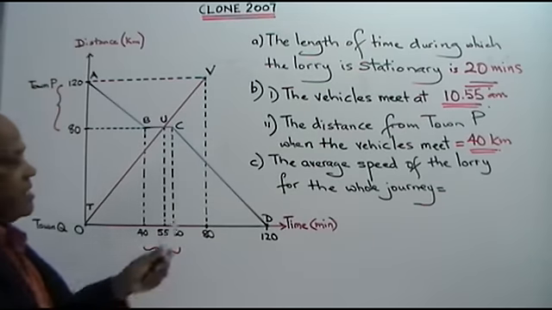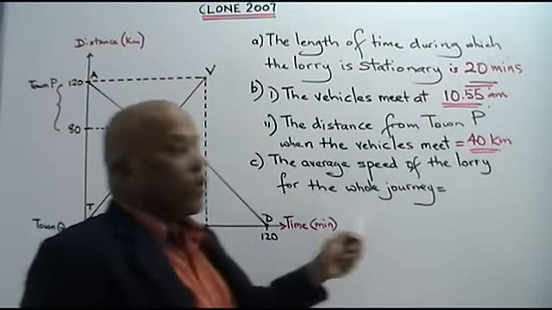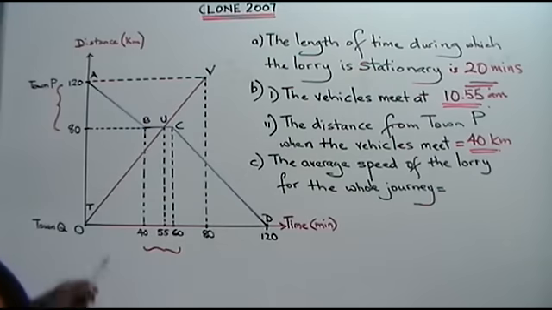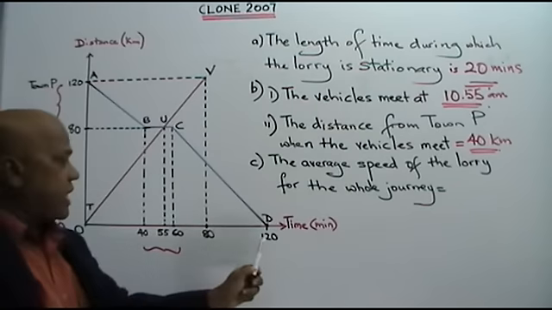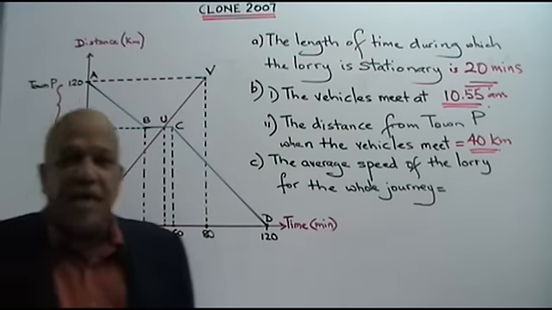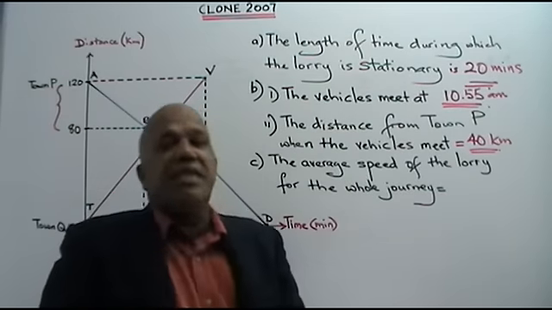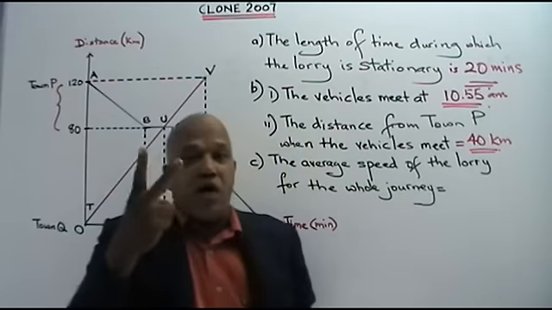Okay. Part C. The average speed of the lorry for the whole journey. Now the lorry begins the journey from town P and reaches town Q after 120 minutes. 120 minutes means 2 hours.